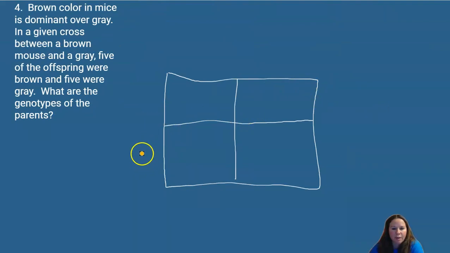All right, back to regular complete dominance problem. Brown color in mice is dominant over gray. So I like to do my key over here. Brown is dominant over gray because this is regular complete dominance problems. Then I'm going to use the same letters where the dominant gene gets the capital and the recessive gene gets the lowercase.